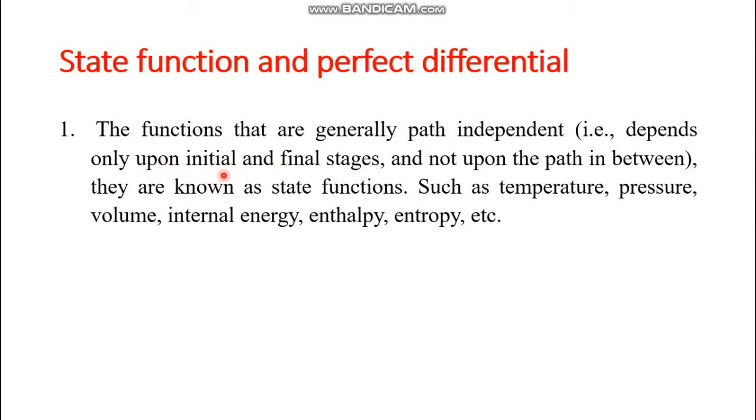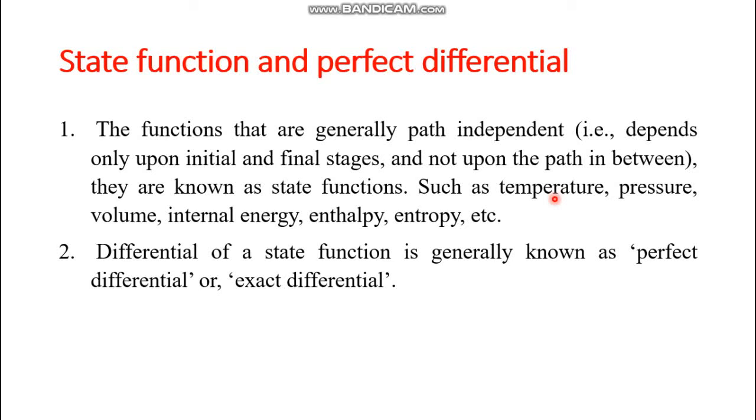Just carefully see this. The function may be volume, temperature, pressure, energy terms, entropy, whatever. If it depends only upon the initial and final state of the system and not upon the path in between, then it is known as a state function. So what are the examples of such functions? The examples are temperature, pressure, volume, internal energy, enthalpy, entropy, etc.